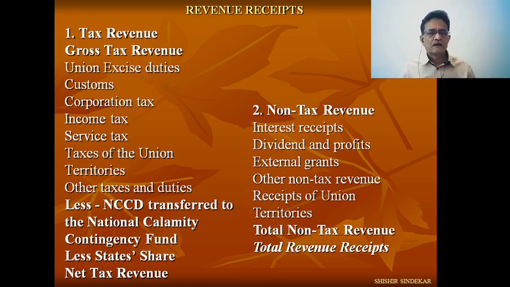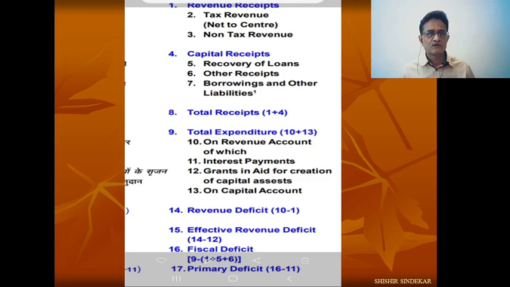Along with that, non-tax revenue is also there. So interest received, dividends and profit. The government runs some enterprises like, say, Navaratna or previously ONGC, or say the government has some industries which provide sufficient dividend. So dividends or profits generated from them are shown as non-tax revenue. So in this way this was the older classification of revenue received.